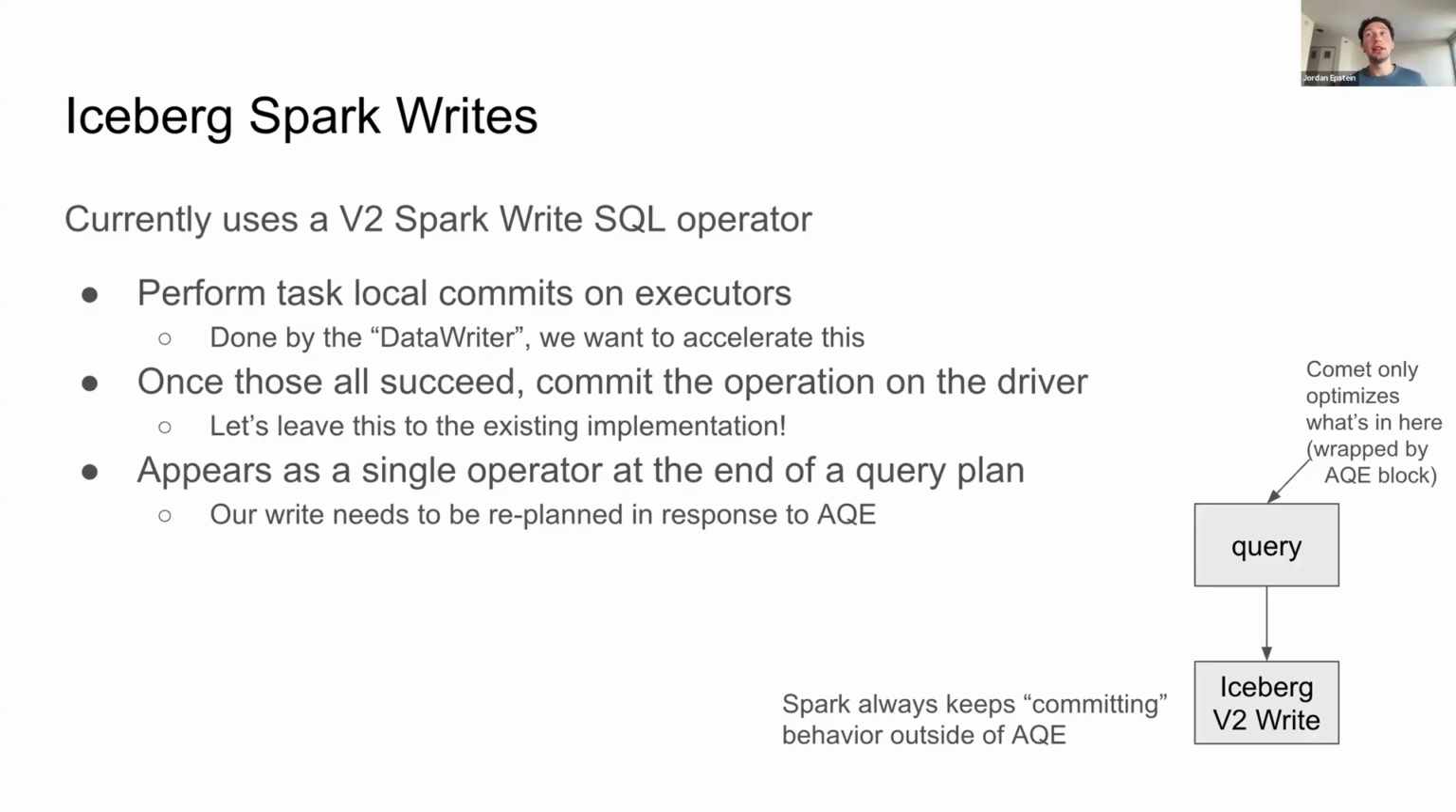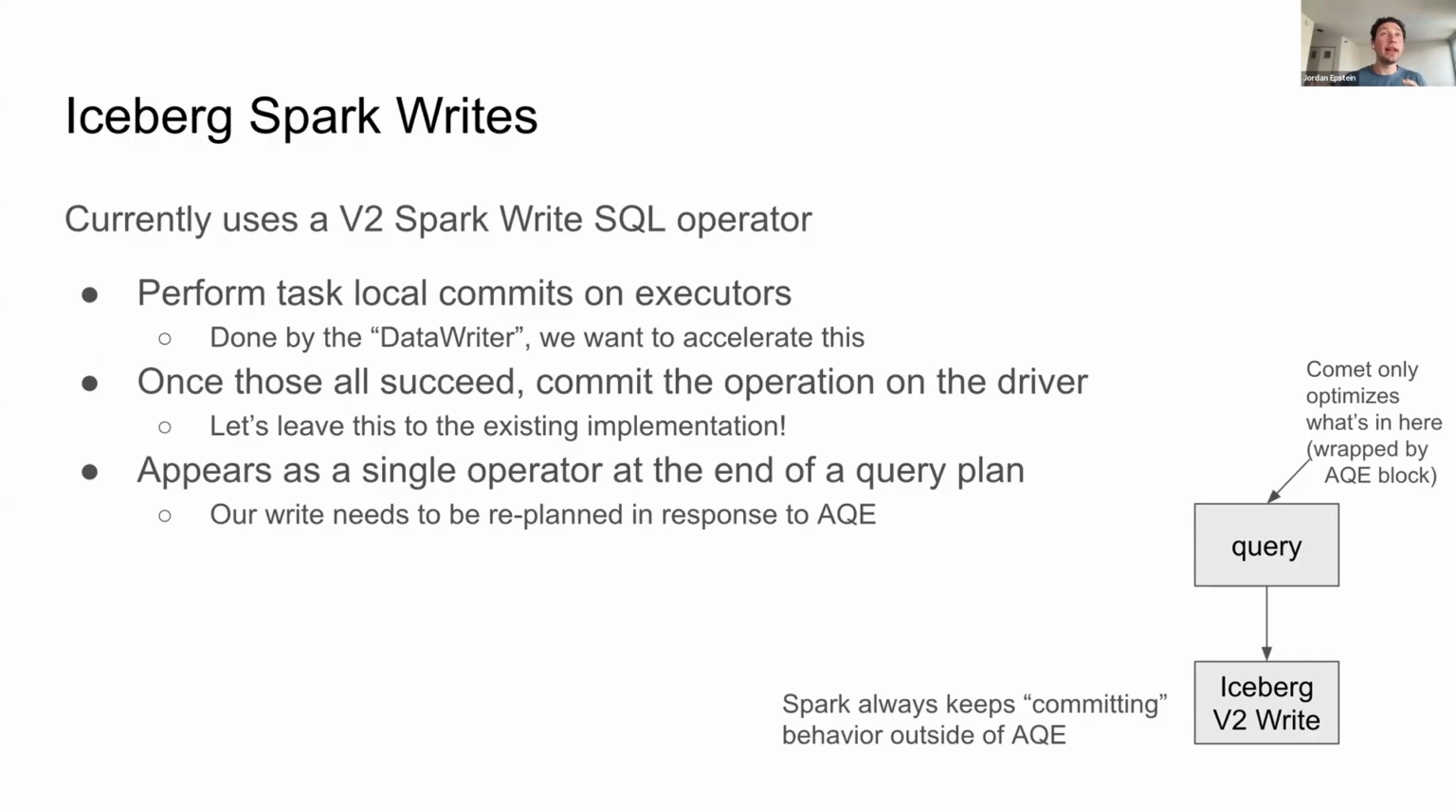Cool. So just to learn a little bit about what Iceberg writes look like in Spark using just the typical Java path of executing these. Basically, this is known as a V2 write. And so V2 writes in Spark package both all of the writes on all Spark executors, as well as a single commit operation from the driver at the end of it.